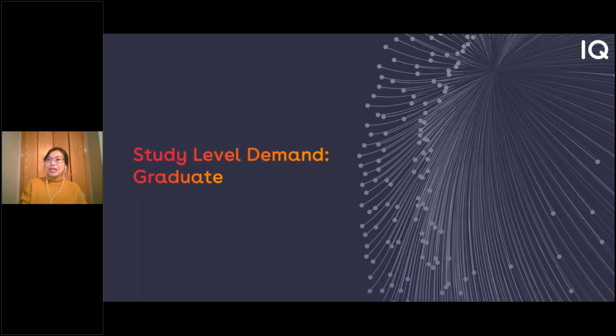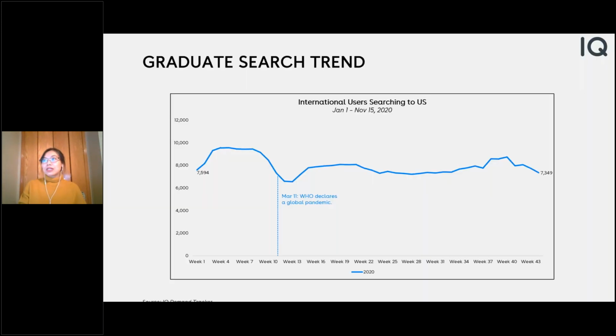So now let's take a look at the graduate level. So I have the same thing up here, which is the trend from 2020, from the first week up until November 15. And yeah, of course with COVID-19, we see the drop there, but then we also pick ourselves back up, compared with last year.